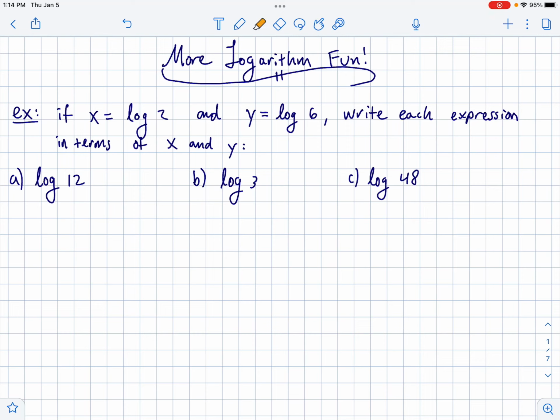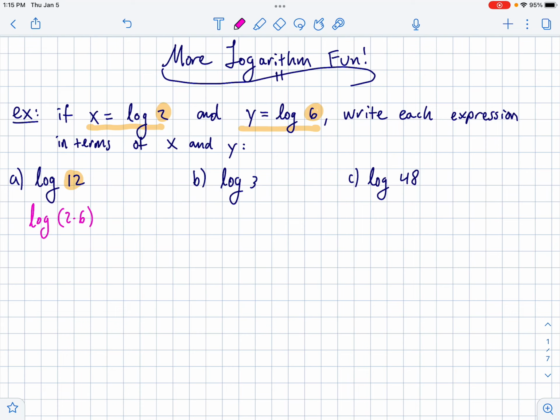So with this problem, they tell us if x equals log 2 and y equals log 6. So they're giving us these little building blocks, and then they ask us to write each expression in terms of x and y. Now, you might notice that 12 is not a log 2 or a log 6, but what you can do is rewrite 12 in terms of 2's and 6's. So you can rewrite this as 2 times 6.